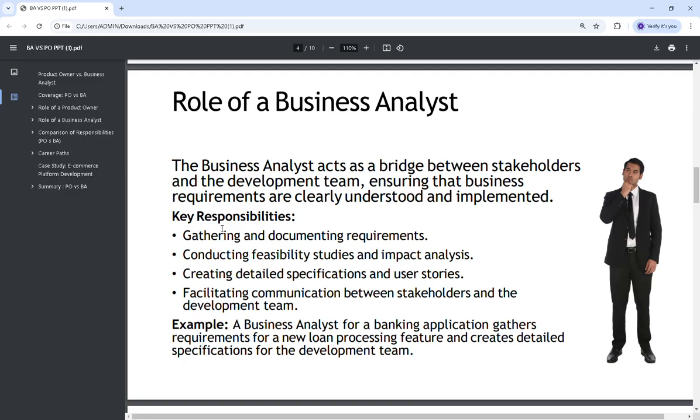So his key responsibility is gathering and documenting the requirements. All the documents which are part of a sprint or functional design document, he will collect from that and write the user story in detail. That's one thing. Conducting feasibility study and impact analysis: if such a function is implemented or not implemented for this sprint, what could be the impact on the product? In a detailed manner, he can do that. Creating detailed specification user stories, which we just discussed. Based on that, he will derive many user stories. That user story will help the development team or QA team to write their code or test cases, and not only that, he will review the test cases as well.